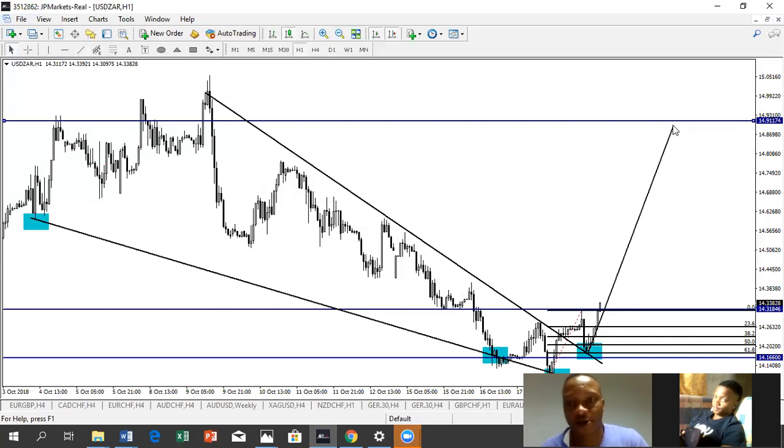So if you're not on a buy on USDZAR, you still got time to go in.